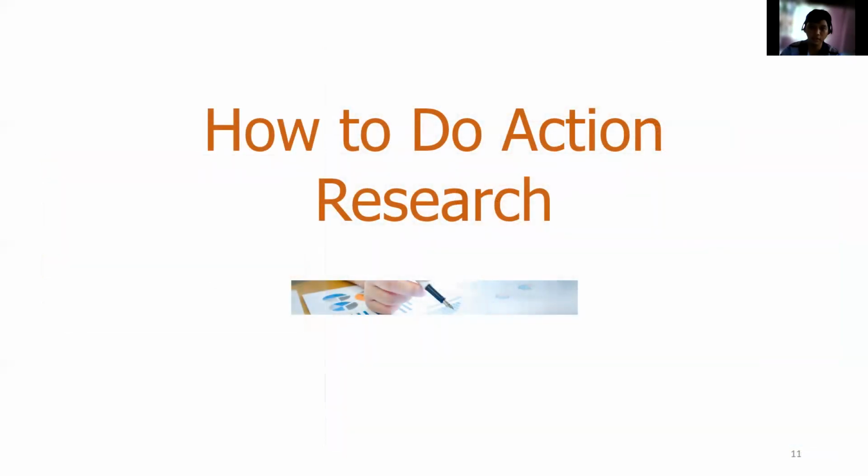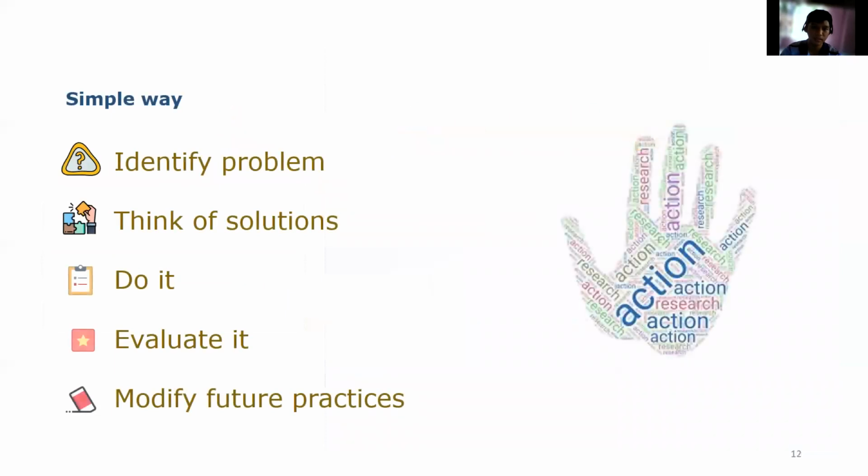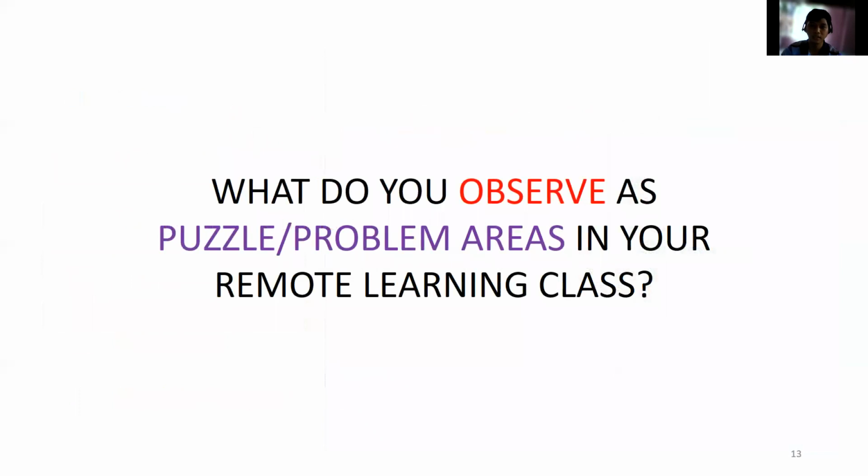The next question is, how do we do it? Well, this is a simple way of doing it. You identify a problem, you think of a solution to that problem, you do it, you evaluate it, and you modify for future practices. Now, you really need to identify a problem. And the thing about this pandemic is we're all experimenting. This is an emergency situation. This is all new to us, teaching in the new normal.